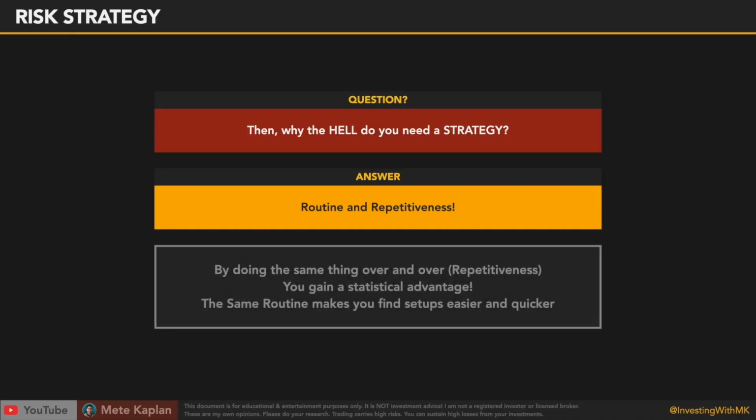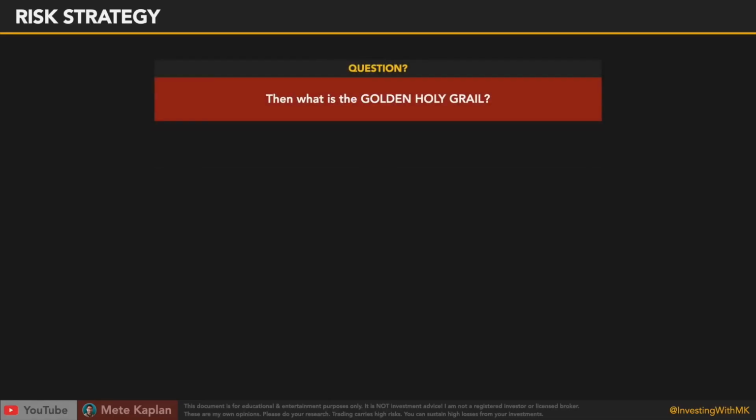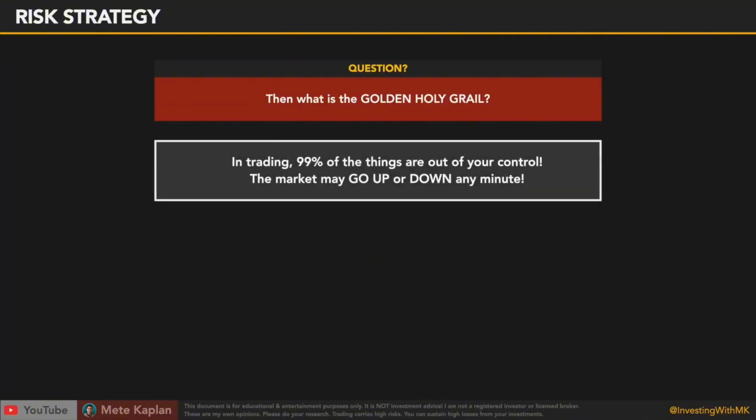Routine and repetitiveness. By doing the same thing over and over and over, you gain a statistical advantage and a reliable data set. And the same routine makes you find setups easier and quicker. Which one is easier? Looking for the same setup every single day, or a different kind of setup every single day? Just think about that. Then, what is this golden holy grail, the secret that traders kept searching for years and years and years? It is accepting this simple truth and reality.